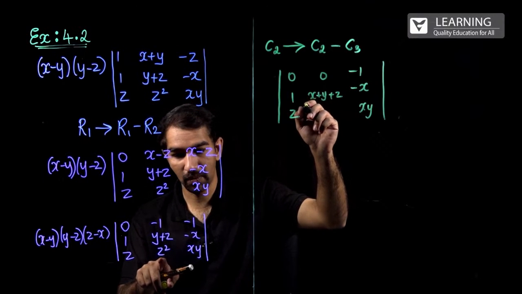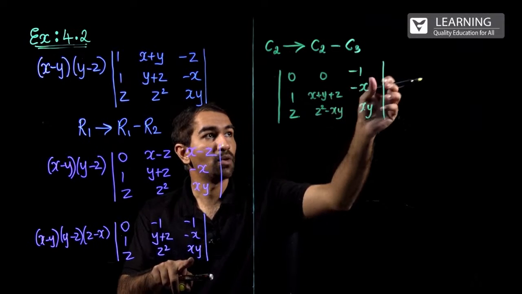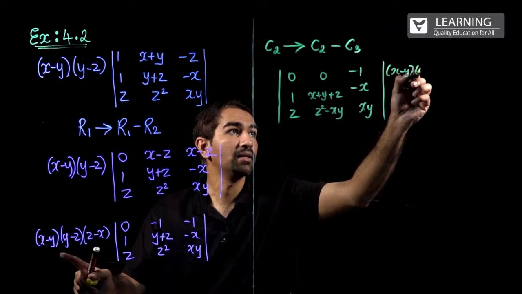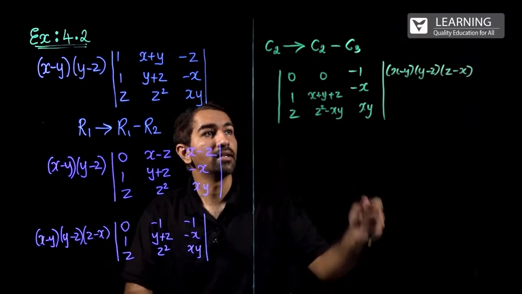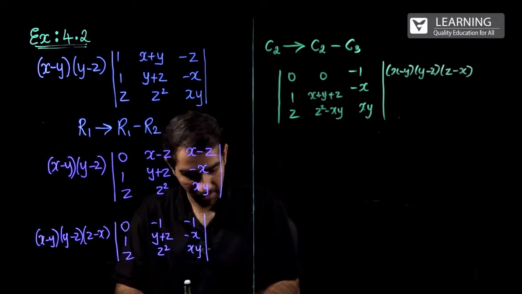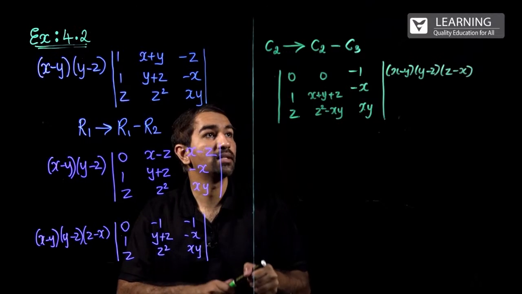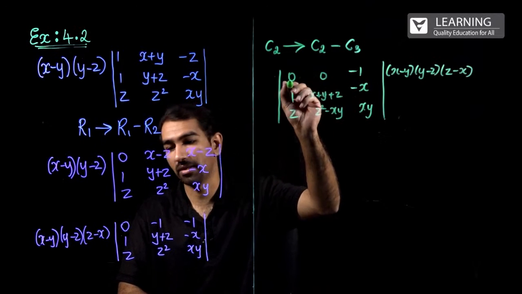And this z square minus xy, as it is z square minus xy. What is outside? Write that as it is. So that is nothing but x minus y, y minus z and z minus x. Now evaluate this determinant. With respect to which row will you evaluate this? We have to evaluate this with respect to the first row. Why? Because there are maximum number of zeros here.